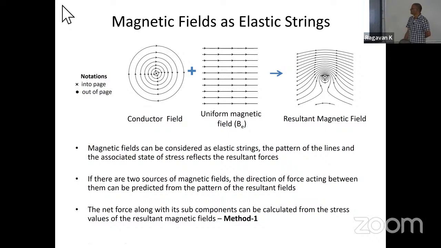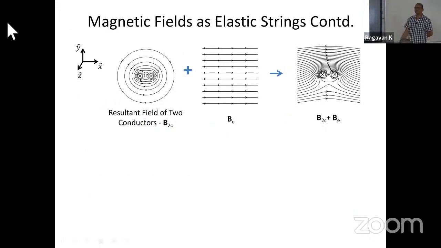Okay, this is a second example. On the left hand side, there are two conductors carrying the current into the page, and it is summed up with a uniform field. Let's talk about the third figure, the resultant field. What can you say about the two conductors? If I leave them like that, do they get pushed into each other or pulled into each other?